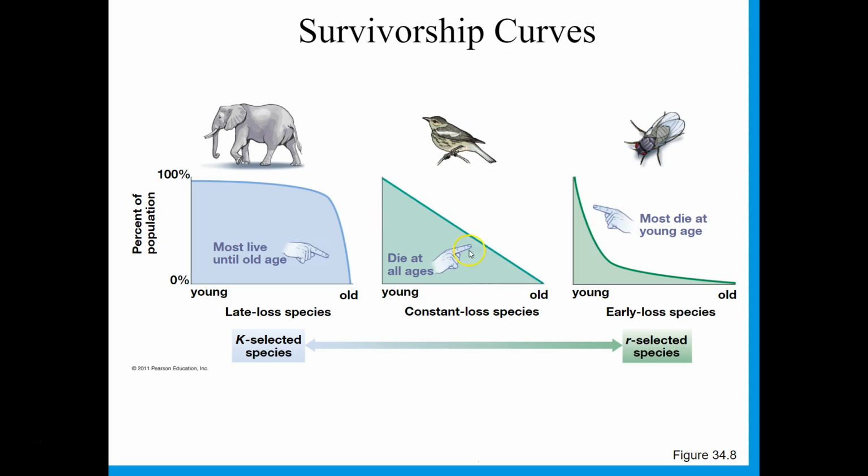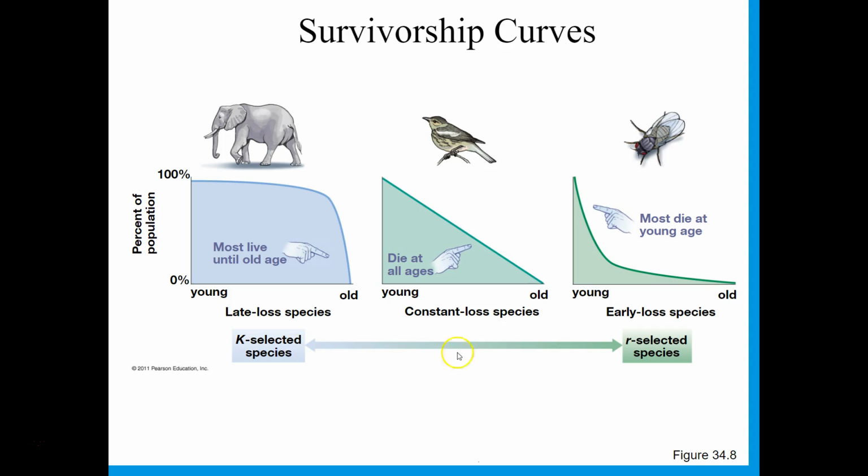Here's a constant loss species like this little bird here, and these birds are just dying throughout their lifespan. They're constantly being lost throughout here. They die at all ages. It doesn't matter how old or young you are, you're just going to die kind of randomly throughout your lifespan. Then you have early loss species like these flies, and these flies are usually dying off quite young, so they're probably reproducing somewhere here and then dying off relatively quickly after.